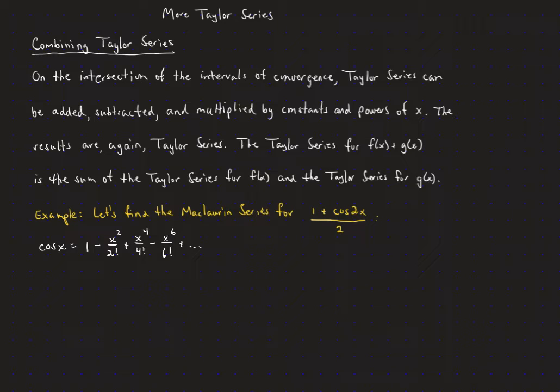So that's cosine x. So from that, we can say that the cosine of 2x is, we will replace all the x's by a 2x. So that'll be 1 minus (2x) squared over 2 factorial. And then we'll get a (2x) to the 4th over 4 factorial, and a (2x) to the 6th over 6 factorial, and on and on and on. Then we will add the 1 to that.